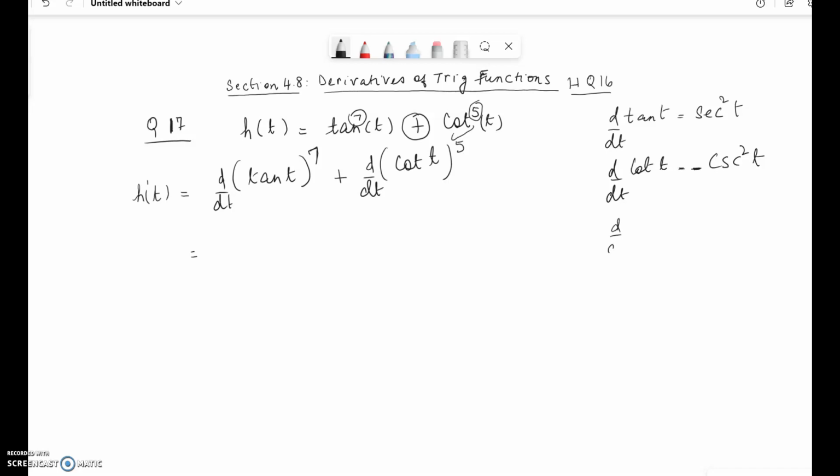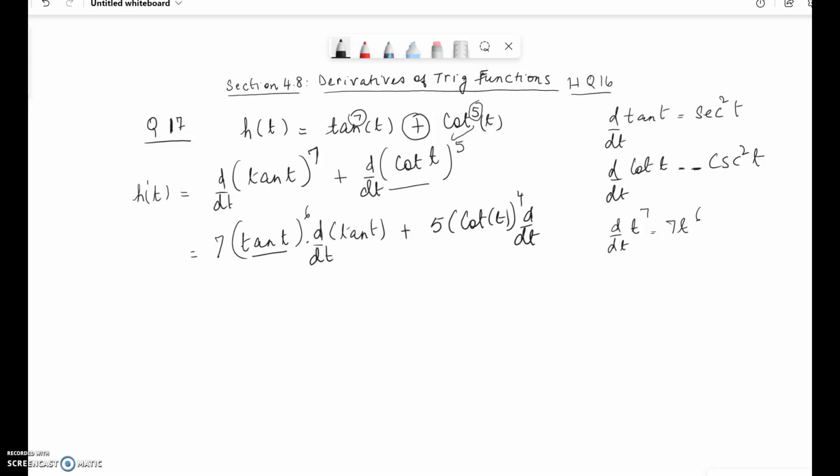So initially this looks like d by dt of t to the 7th power, which is 7t to the 6th power. So that's the outer function. So it's 7 tangent of t to the power of 6. But remember, that's not a t, it's a function of t. So we go d by dt of tangent of t. We do the exact same thing here. It's 5 cotangent of t to the power of 4 d by dt of the inner function cotangent of t.